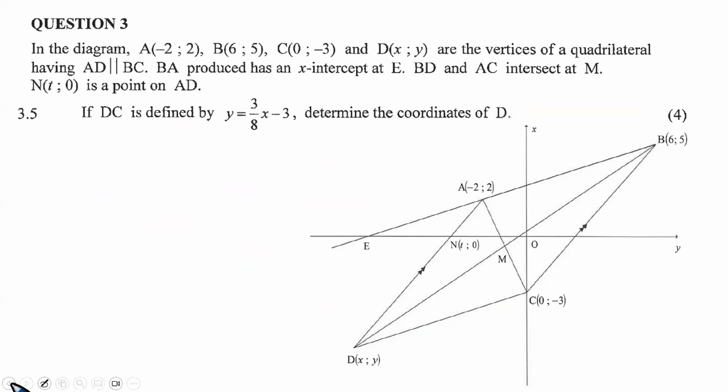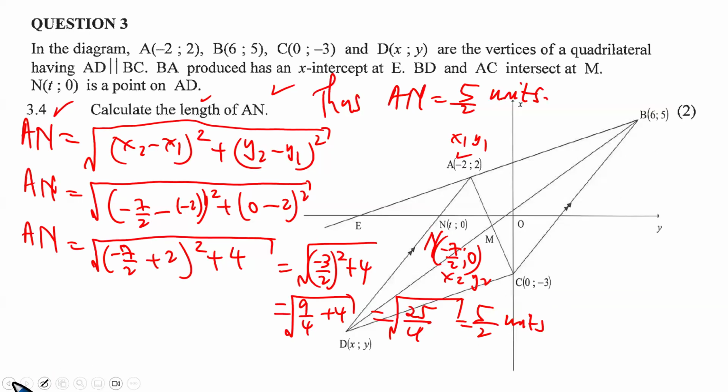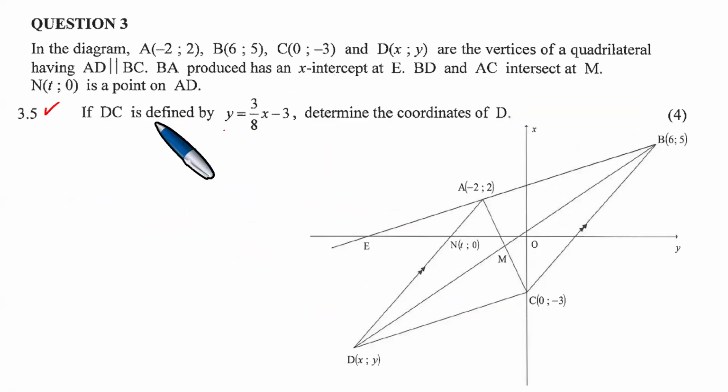Okay, right. We proceed to the next question. This was 3.4 that we've just solved. The next question is 3.5. If DC is defined by the following equation: here is the point D, here is the point C. They are points on the Cartesian plane, defined by the line whose equation is given here. Determine the coordinates of D. The line segment DC has the equation 3 out of 8 x minus 3, and you want to calculate the coordinates of D.